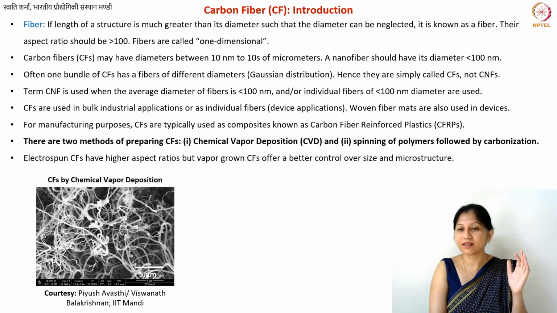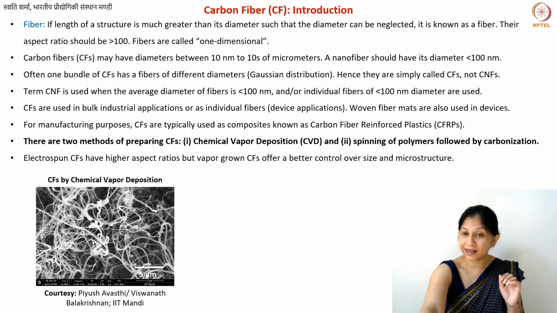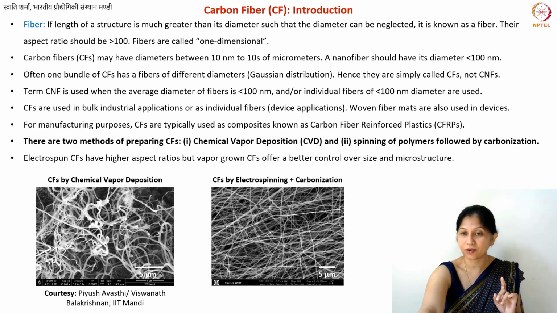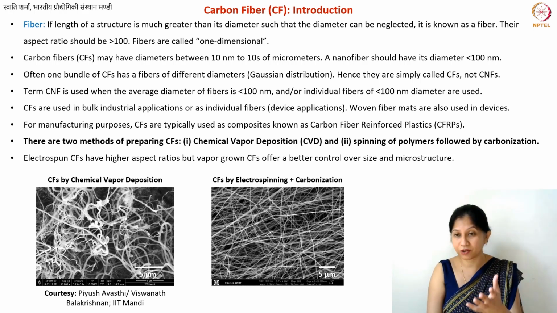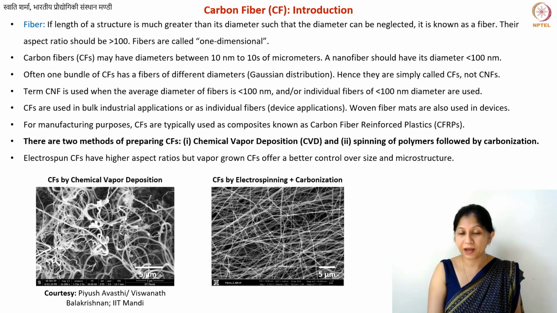So this is the structure. This is method number one, getting the fibers directly from the pyrolysis of hydrocarbons. And the second one, as I have already mentioned, is spinning. And here I have shown you the picture of carbon fibers fabricated by electrospinning. It is now easy for you to understand that in the case of CVD type carbon fibers, you directly get carbon fibers. But in the case of electrospun fibers, you need one more step, a heat treatment step.